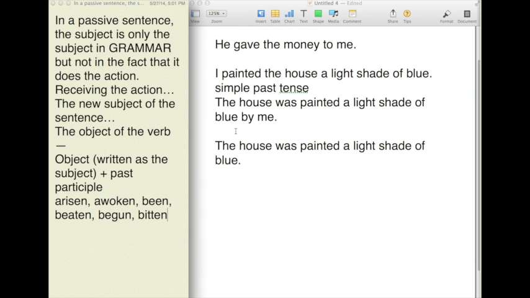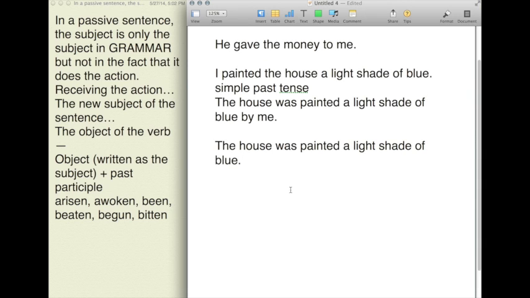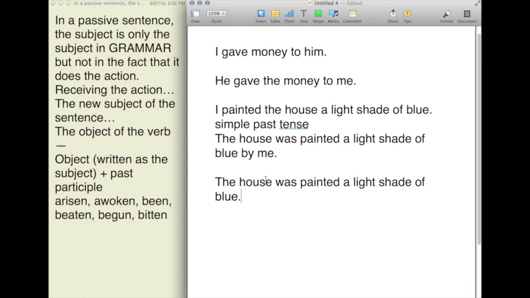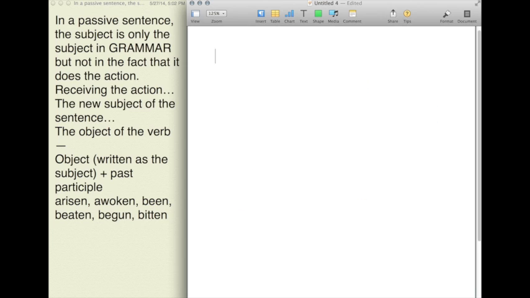So the house was painted a light shade of blue. We could say the house was painted a light shade of blue by me. Both okay. All right, let's look at some other examples. I gave all the villagers, all the thirsty villagers, water yesterday. All right, so is this an active sentence or a passive sentence?